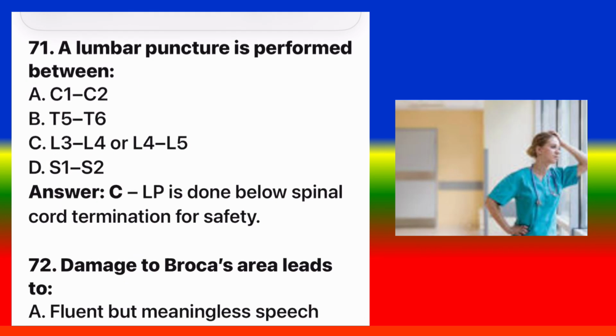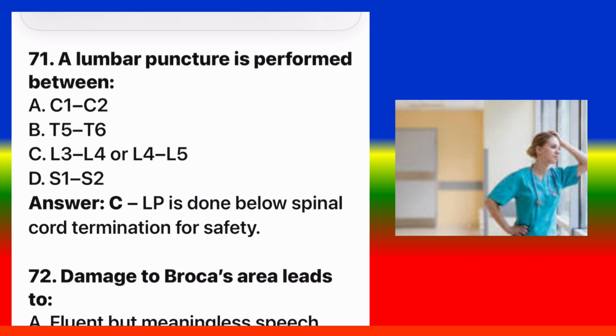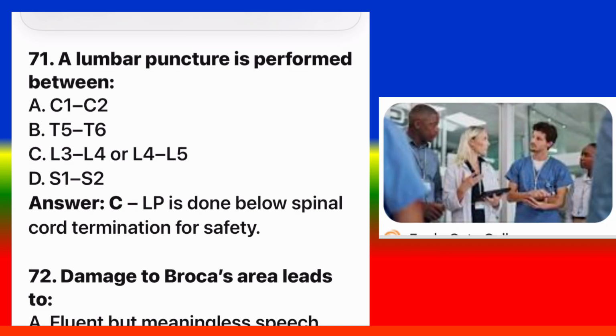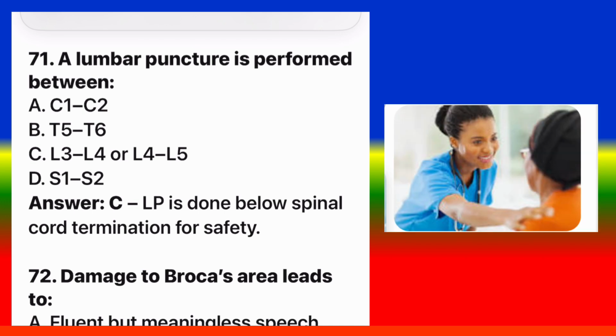71. A lumbar puncture is performed between A. C1-C2, B. T5-T6, C. L3-L4 or L4-L5, D. S1-S2. Answer C. LP is done below spinal cord termination for safety.